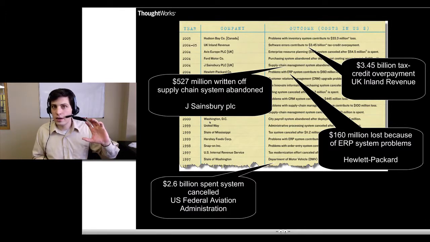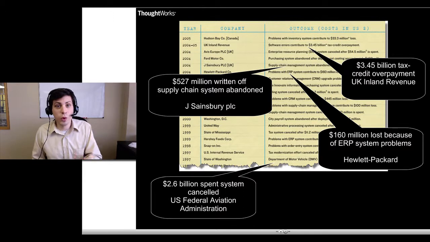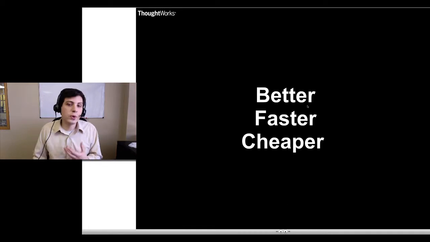So the idea that a project that doesn't end up meeting the requirements by the end of it, even though it might meet the original requirements, but it doesn't meet the current need, ends up being quite wasteful in terms of what we've done and things like that. And that's obviously something that we want to avoid: poor quality, slow to deliver, and also being expensive as well. So what we want is something that's better, faster, and cheaper.